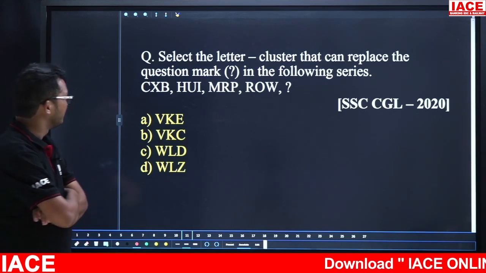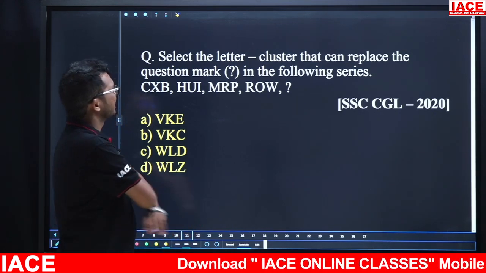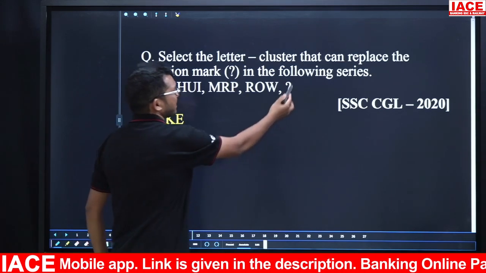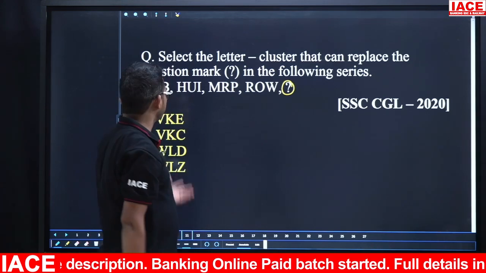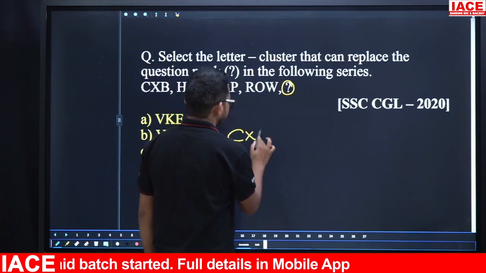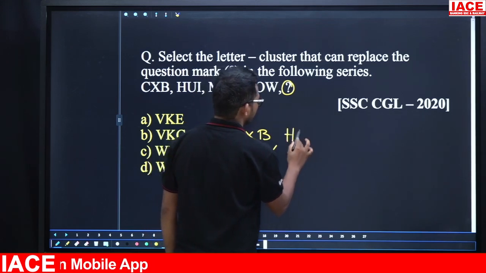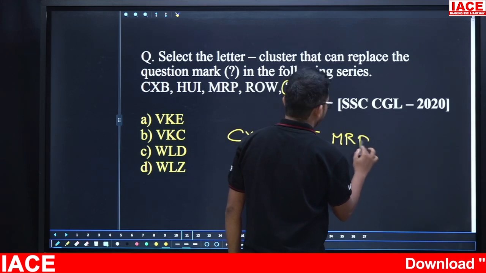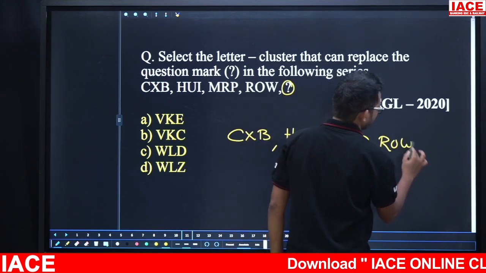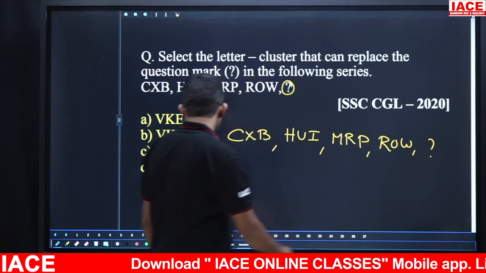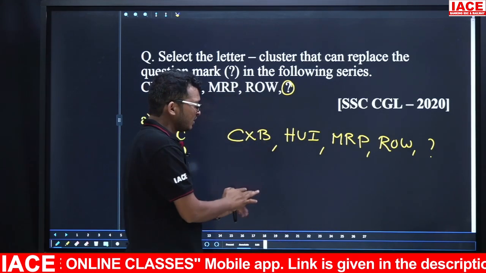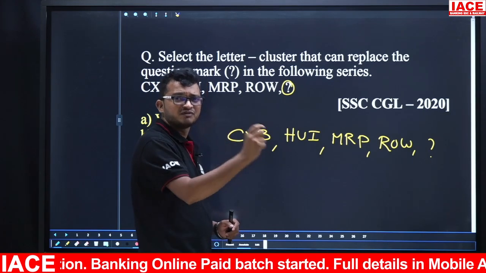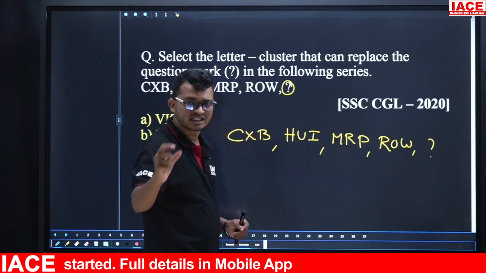Yes, time up. The given question is: select the letter cluster that can replace the question mark in the following series. In the question mark place, which of the following words will come? Here they have given CXB, HUI, MRP, ROW, question mark. Friends, observe here: each term has 3 letters. That means in each term, the first letter is one sequence, the second letter is a second sequence, and the third letter is a third sequence.